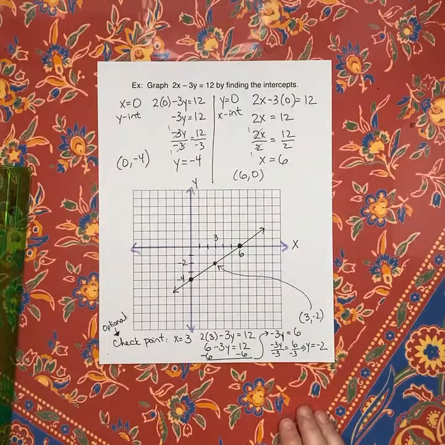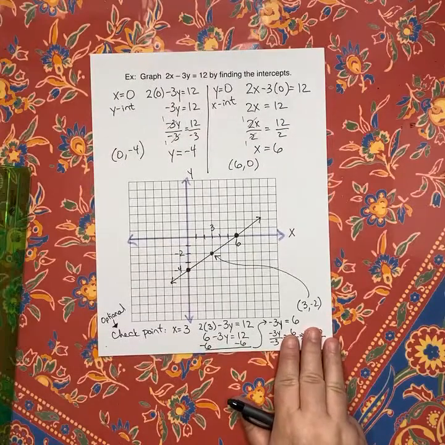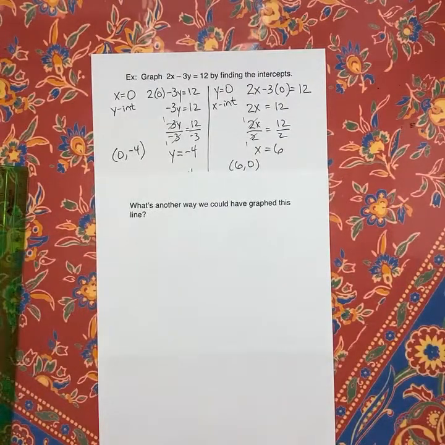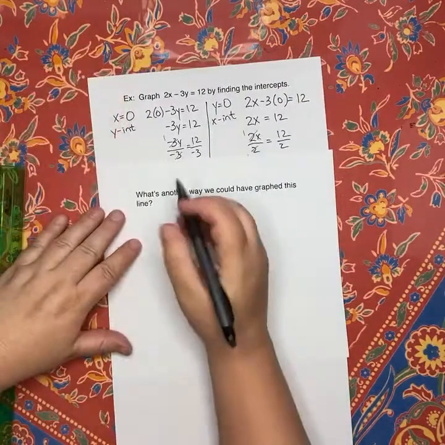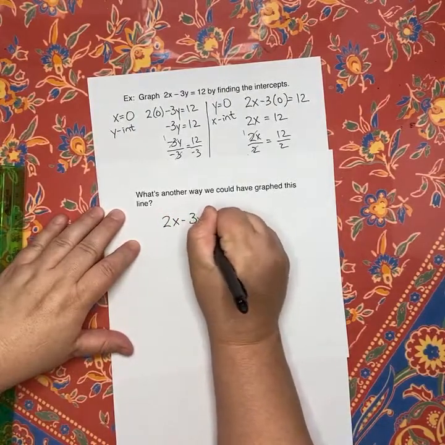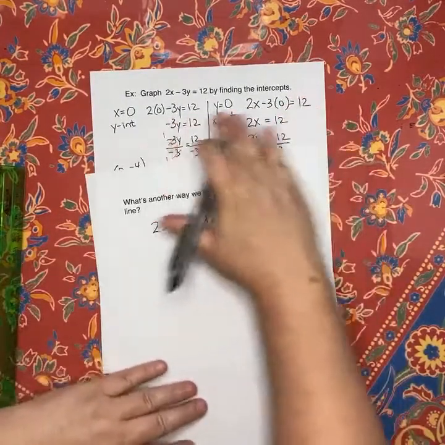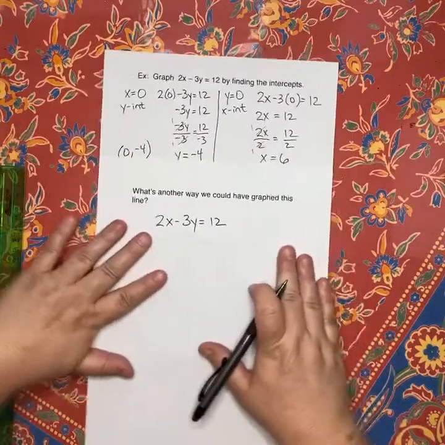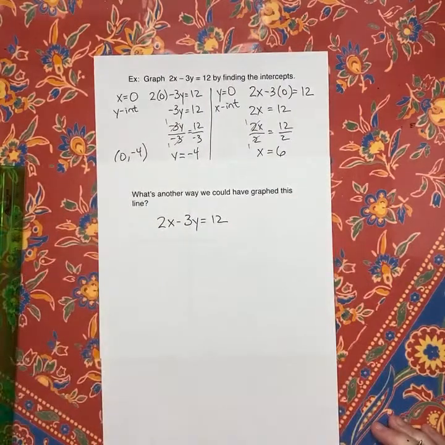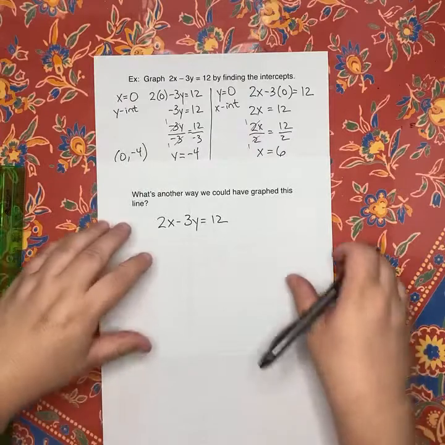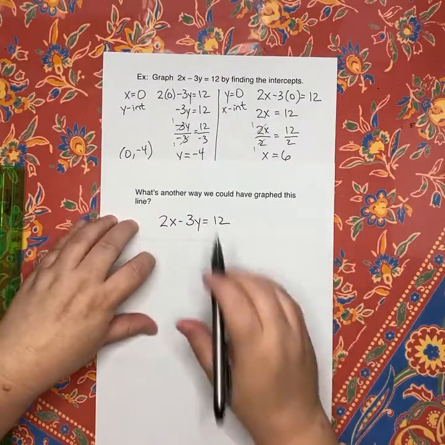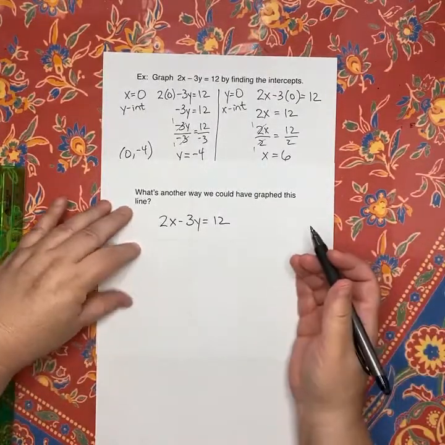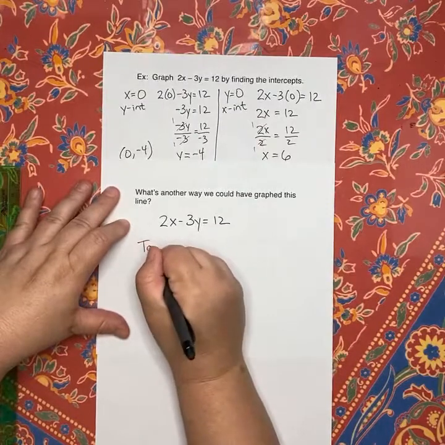Okay, so I wanted to offer up, what's another way we could have graphed this line? If we have 2x minus 3y equals 12, and instead of finding the intercepts, what's the other way to graph it? Well, there are a couple of other ways. In the rest of the chapter, we're going to learn a bunch of other techniques, but the one that we already know is a table of values.